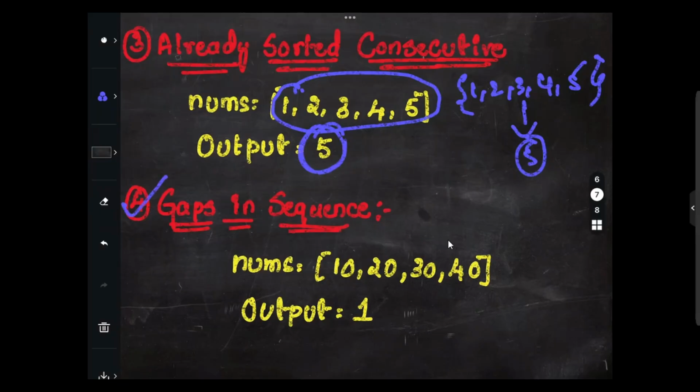So let's move on with the fourth edge case here, gaps in sequence. You can clearly see 10, 20, 30, 40. Every number is distinct here, and there are no consecutive numbers at all. So each number forms a sequence of itself, nothing but 1 in this case. The output will be 1 in this case.